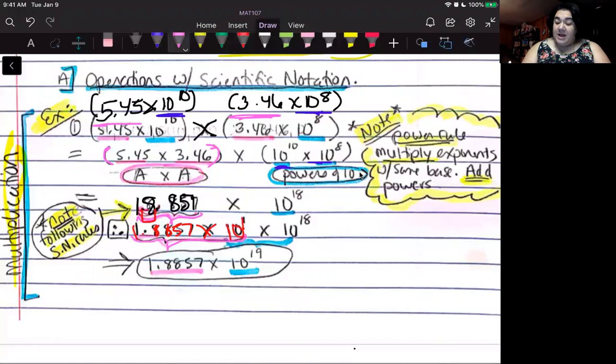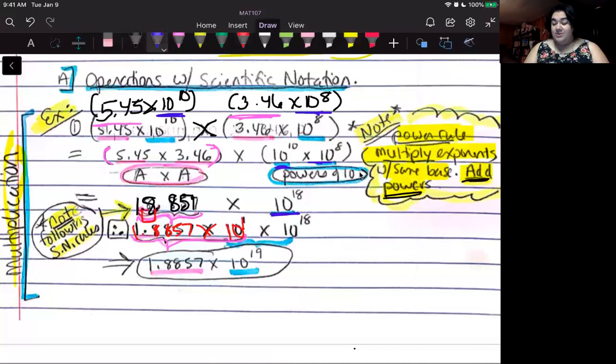Now I'm going to multiply my powers of 10. The power rule for exponents, as you see here highlighted for you, is that if you have exponents with the same base, you add their powers. That's what the power rule says, add their powers. So obviously I'm working with powers of 10, I'm always going to have the same base. So if I got 10 to the 10th power and 10 to the 8th power, I add their powers. So I'm going to end up with 10 to the 18th power. And so here it is.